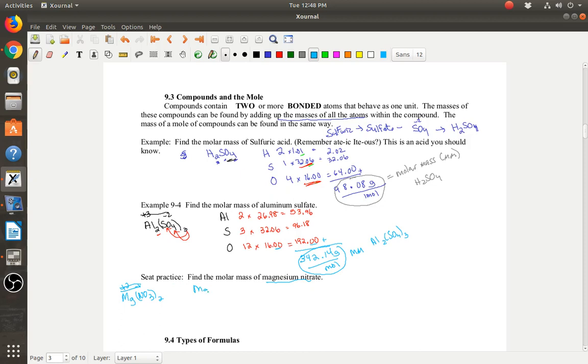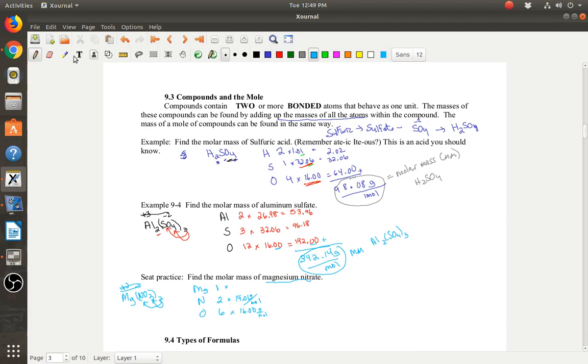Now we need to find the molar mass. We list every atom type. We have magnesiums, nitrogens, and oxygens. We're going to count them. We have 1 atom of magnesium. We have 2 atoms of nitrogen. And we have 2 times 3, 6 atoms of oxygen. Now we're going to multiply them by their molar masses. The molar mass of oxygen is 16.00 grams per mole. You could write it out like that if you want to show the molar mass. The molar mass of nitrogen is 14.01 grams per mole. We did that in class, plus it's on the periodic chart.